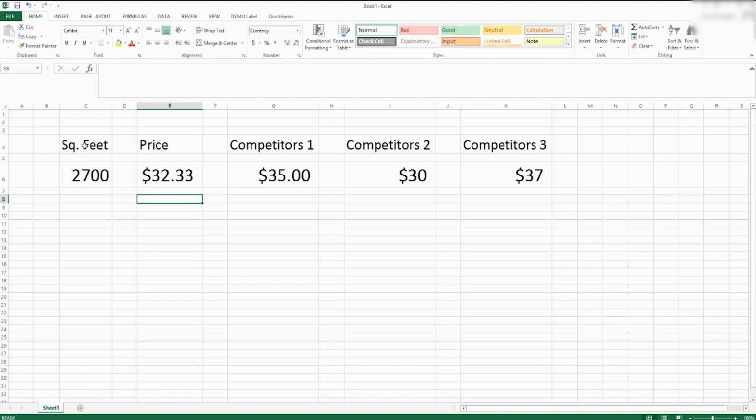So let's say 2,700 was what we measured. That was the square feet. I happen to know that the person that's paying for that lawn is being charged $32.33 plus tax. So what we want to do is also get some pricing from other competitors, and maybe competitor one is 35, next one is 30, next one's 37. So we're going to have to do that research, right? Making some phone calls and such, so we can see that we're in line with what the pricing is for that area.